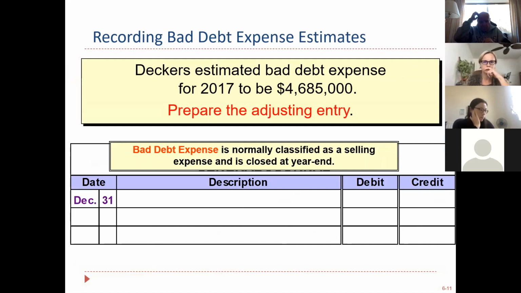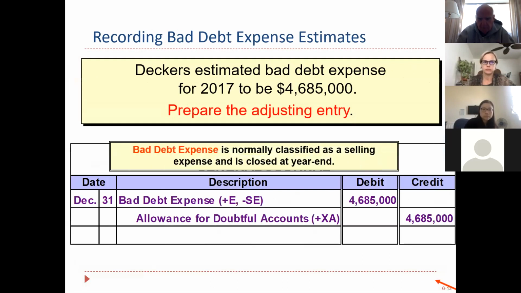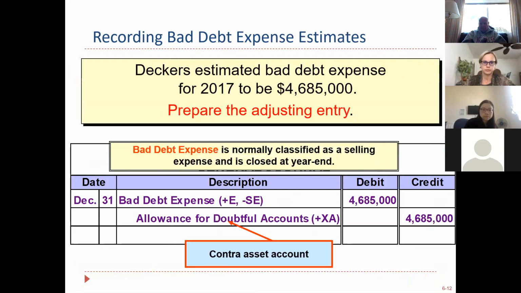On my test, I might start you guys off with a couple easy ones. I might say, here's the number. Record the bad debt expense. You don't have to do any calculating. I'm giving you the number. Look at that journal entry. You debit bad debt expense and you credit the allowance for doubtful accounts. That debit and that credit are always the same.